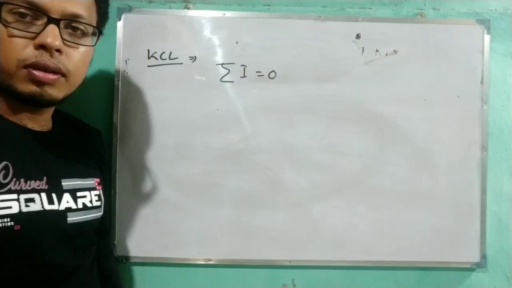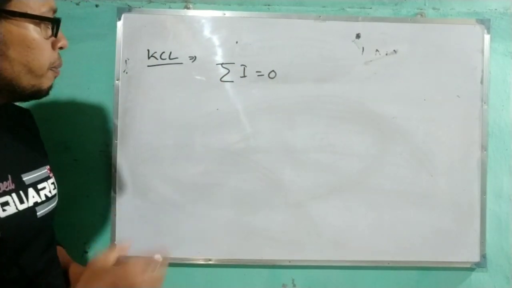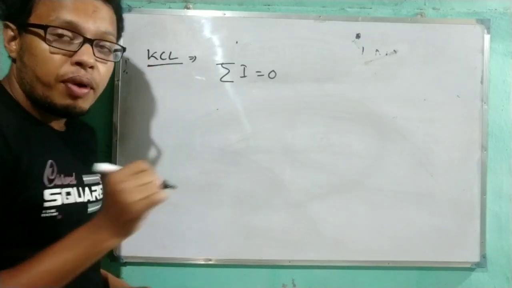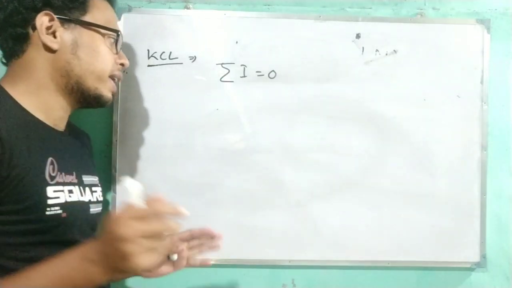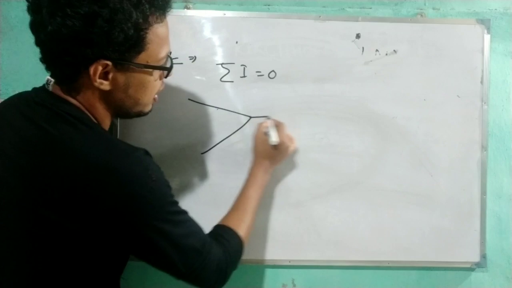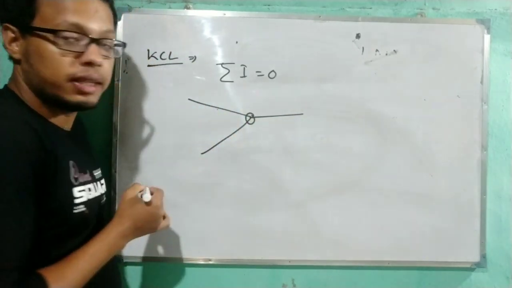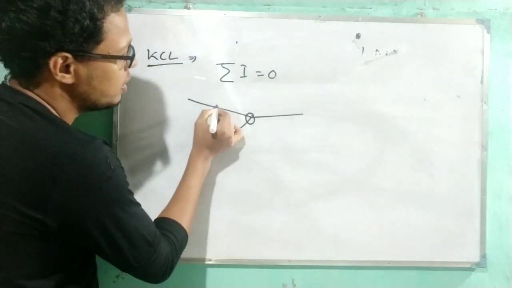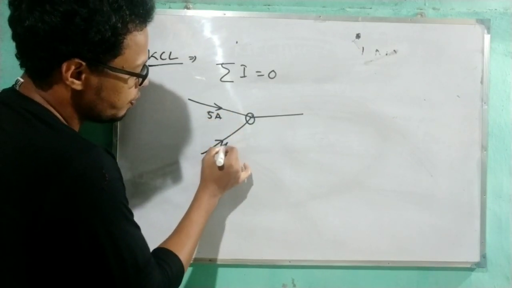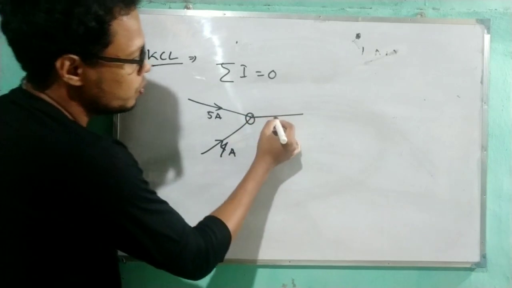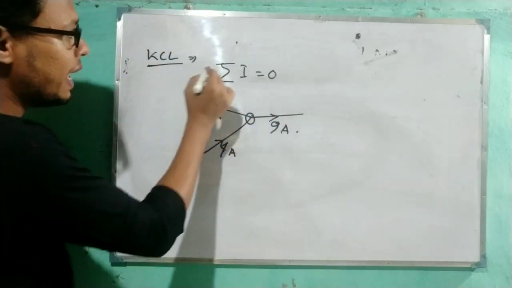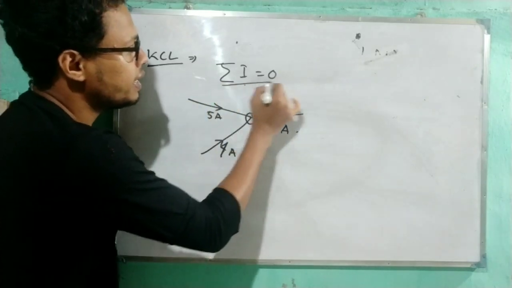What is summation of I? It means the KCL is the algebraic sum of the currents at any junction. Suppose I am taking three conductors like this. This is called the junction. So the algebraic sum means if we take this is 5 ampere, this is 4 ampere, so the current will be 9 ampere. Here the algebraic sum of the current is 0.